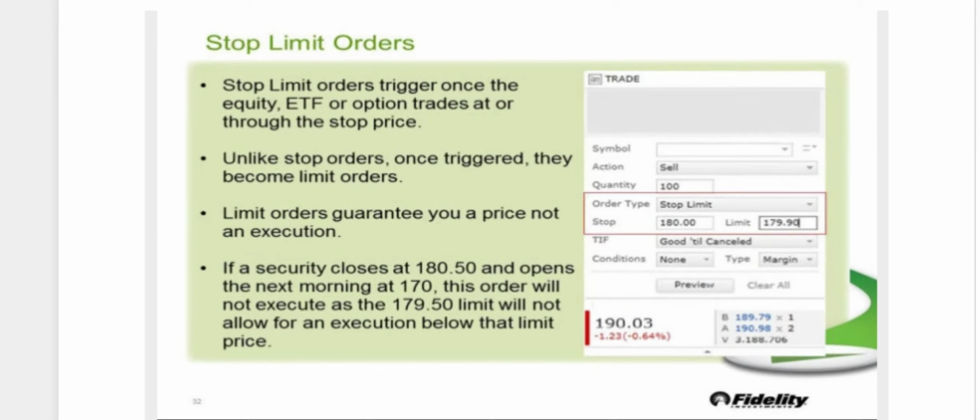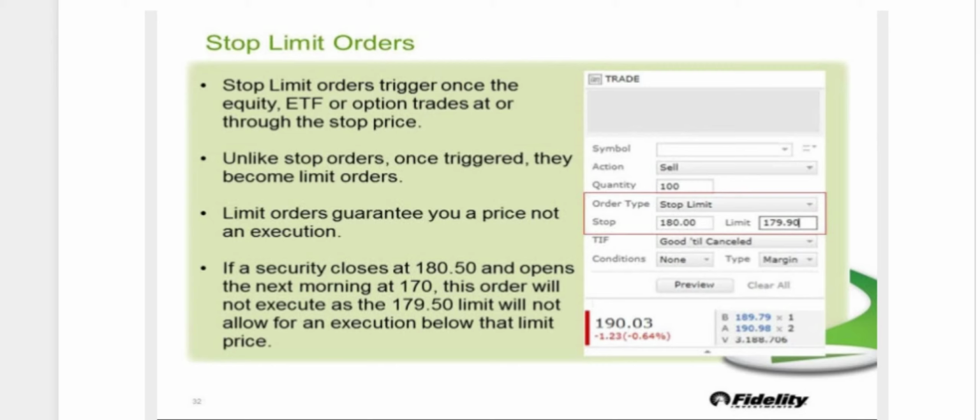On the other hand, you could use a stop limit order. Now, when we talk about a stop limit versus a stop, the main difference is that when this order becomes activated, it becomes a limit order as opposed to a market order. So in this case, we have the stop limit set, the stop level, so where the order becomes active, is at that 180 level. And once it's active, it becomes a limit order for 179.90. So if you're looking at the trade ticket, it says 179.90.